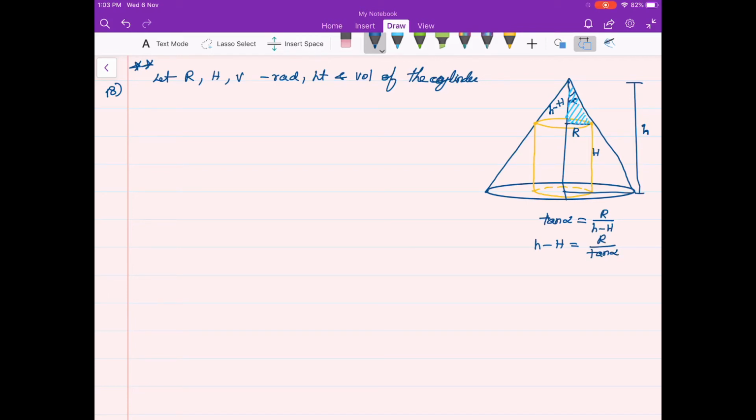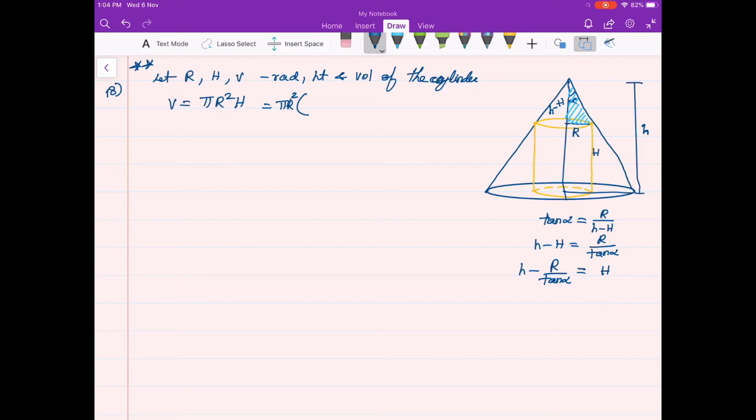Now, we have to decide whether we are going to substitute for capital H or for capital R. Volume of the cylinder is pi R square H. Be careful, we have used capital letters for the dimensions of the cylinder. And we have to prove that the height of the cylinder is 1/3 that of the cone. So, we need H. Let us substitute for H, or you may substitute for R also. Therefore, H is h minus R by tan alpha. We can avoid squaring.